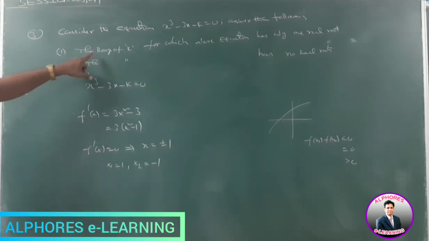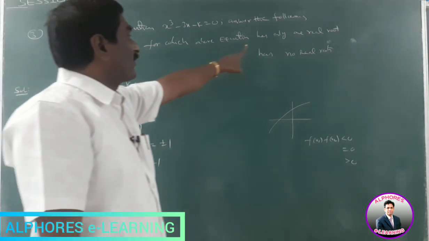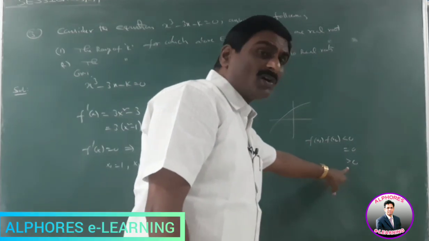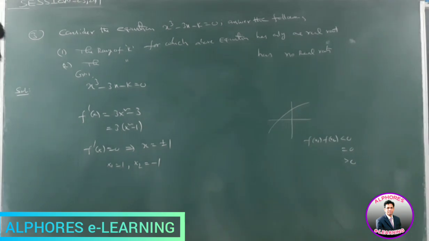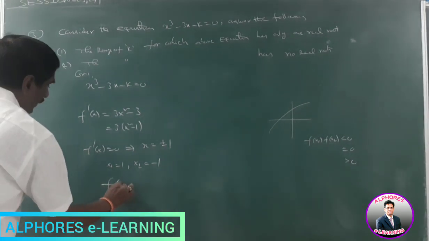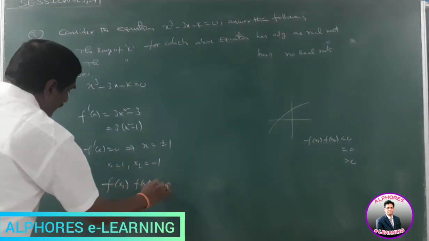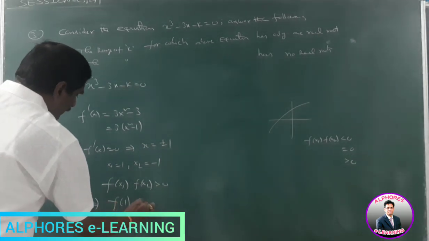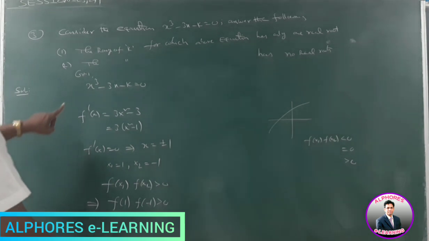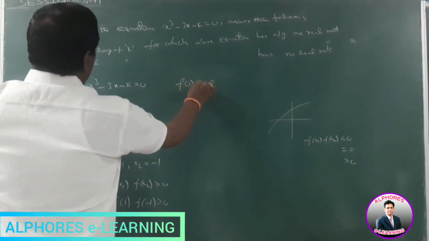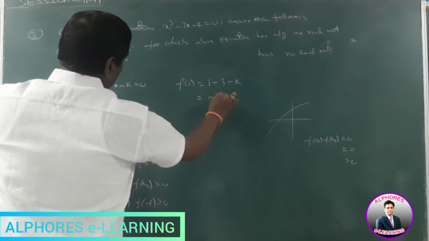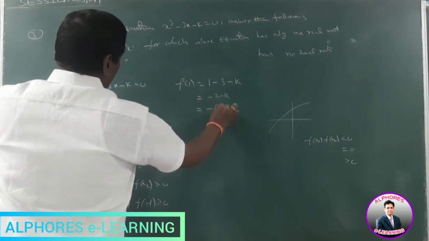For getting the range of k for which the above equation has only one real root, f of x1 into f of x2 must be greater than 0. That means f of 1 into f of minus 1 greater than 0. But what is the value of f of 1? f of 1 is equal to 1 minus 3 minus k, that means minus 2 minus k, that means minus of k plus 2.